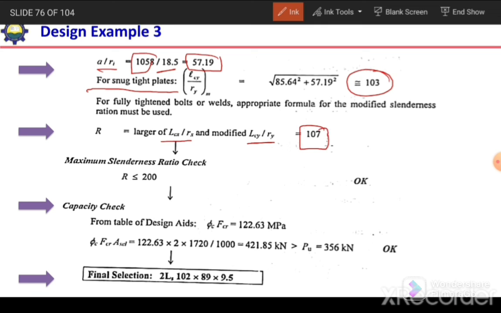So the largest value is 107, which is equal to that about the x-axis. Corresponding to this 107 value, we need to compare it with 200, the limiting value of slenderness ratio. So it is less than 200, so it's okay. Global instability check is satisfied.